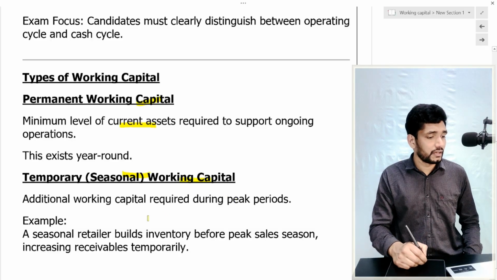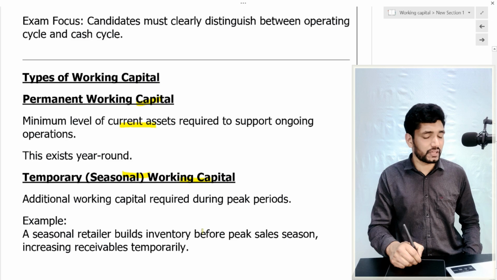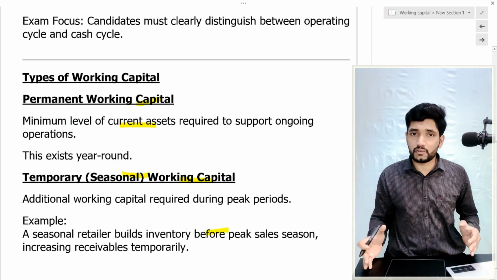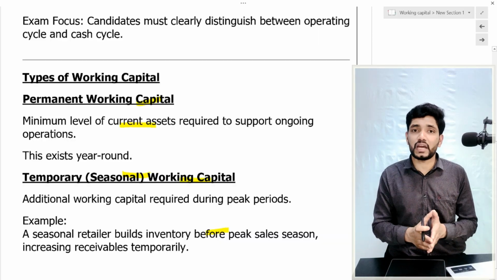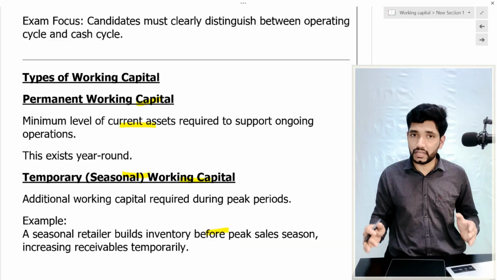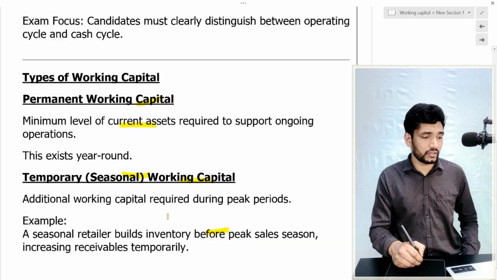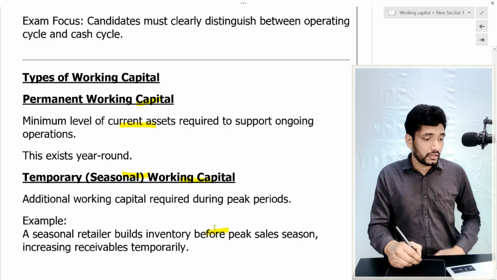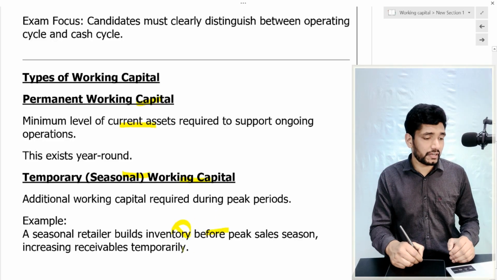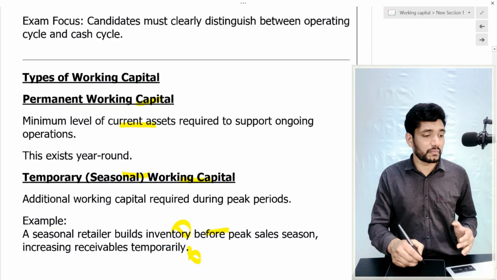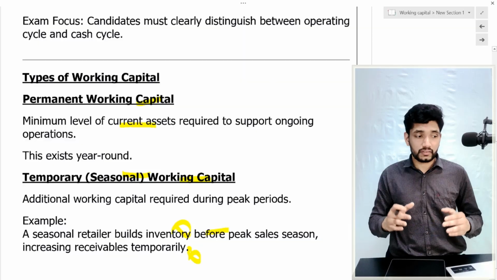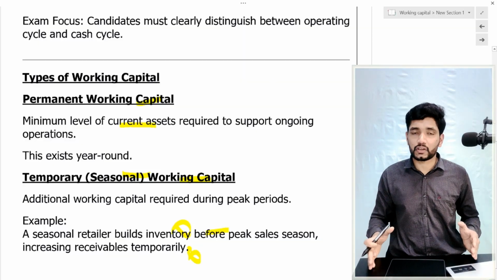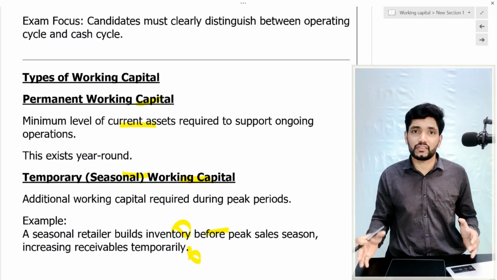Suppose a seasonal retailer builds inventory before the peak sales season. He has to maintain that inventory before the peak season, and definitely at that time the receivables will also increase temporarily. So in this example, the temporary inventory and the temporary build-up of receivables, these two are the temporary working capital requirement. The temporary working capital requirement is a seasonal working capital requirement to manage the seasonal business demand.